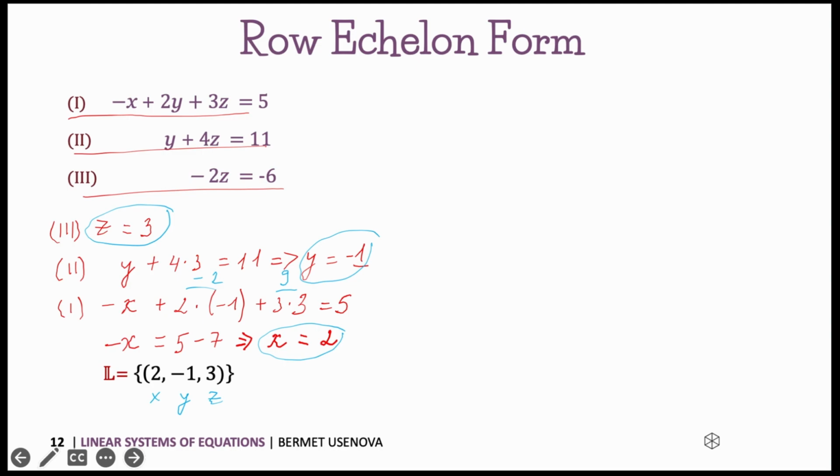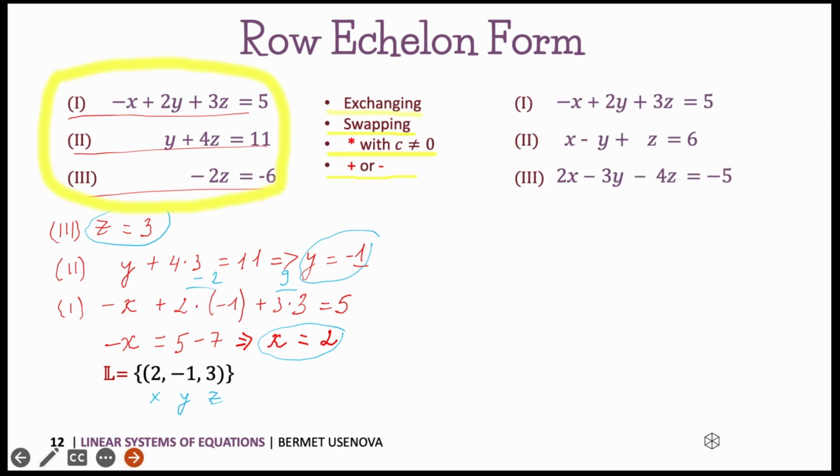How to solve the system with a row echelon form is easy. The main problem here is how to bring the system into this form. We can do it by making different manipulations to the equations. For example, we can exchange the equations, we can swap them, and we can multiply by any non-zero number. And also we can do addition or subtraction of one or multiple rows. So let's bring this system into the row echelon form together.